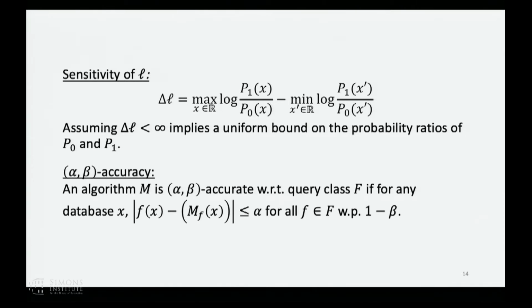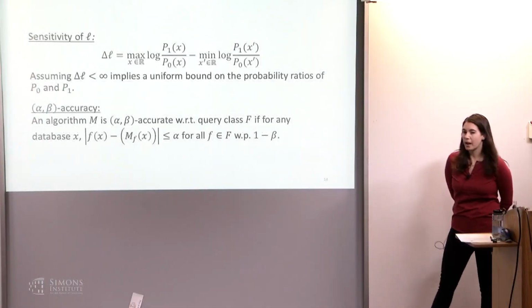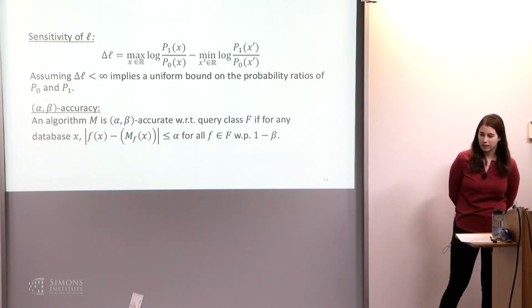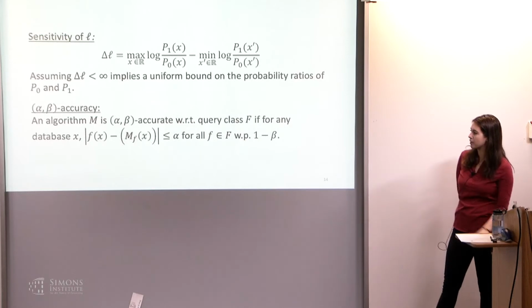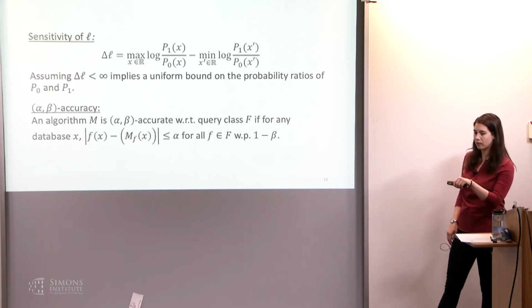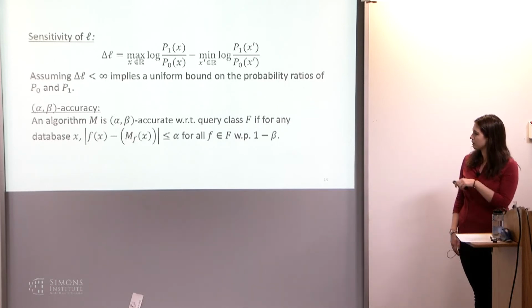And for our accuracy guarantee, we're going to talk about alpha-beta accuracy, which is that we want to be within some additive alpha of the true change point with high probability.